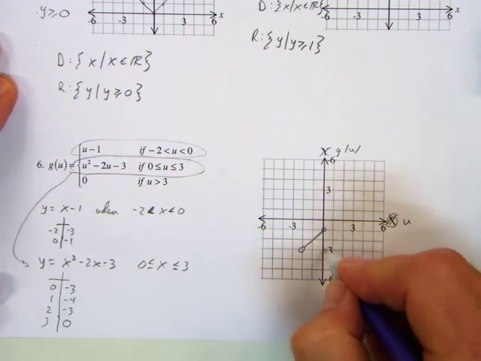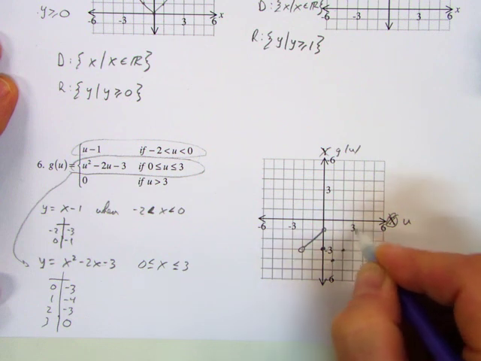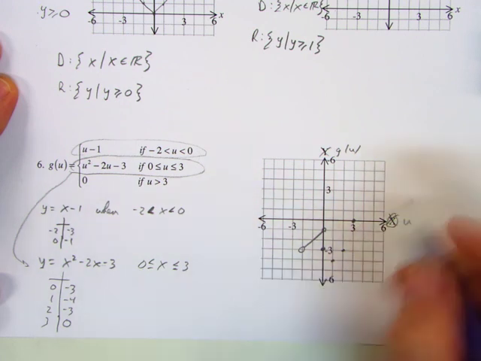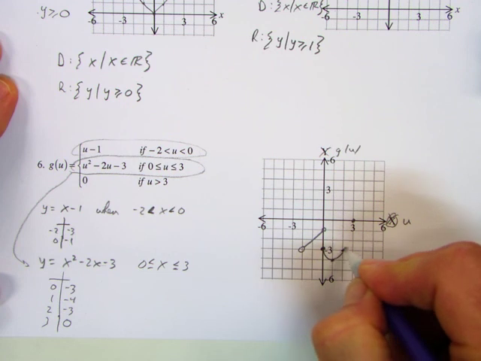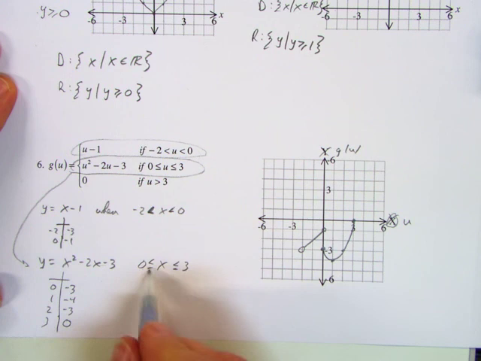So at 0, it's negative 3. Now it's equal to at x equals 0, so I'm going to have a closed circle. And then I'll plot all the points, 1, negative 4, 2, negative 3, and again a closed circle at x equals 3. And I'm going to connect the dots. And I have closed circles because it's including both x equals 0 and x equals 3.